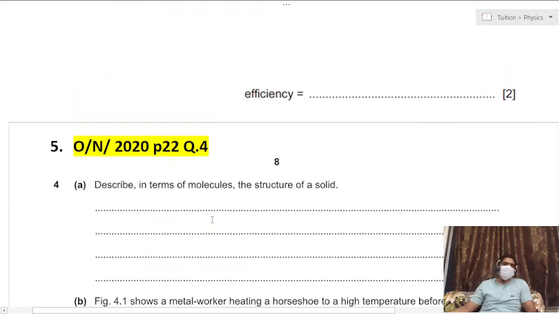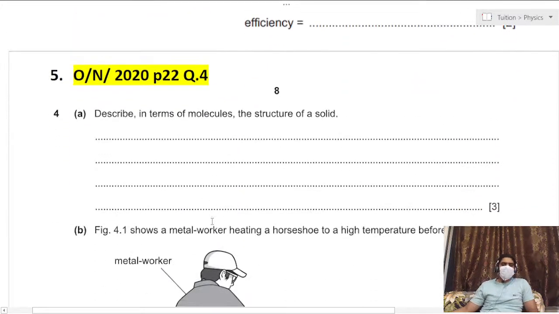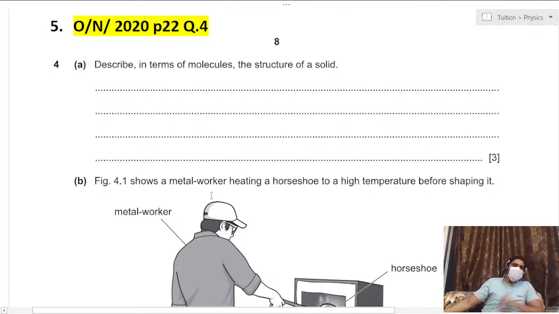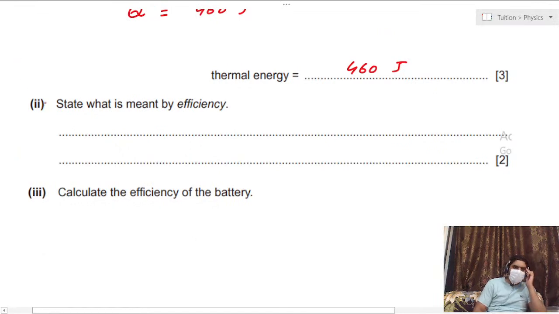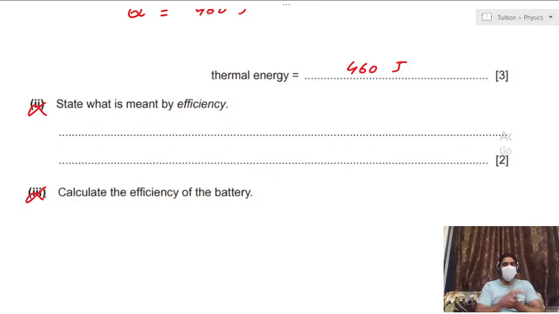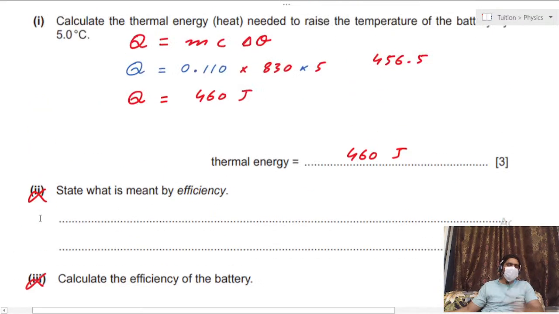All right, and this will be the last question for today. Question number 5, once again, quite a recent question, 2020, October, November, paper 2, question 4. First of all, I'm not going to solve this one for now. Obviously, it is related to something that we have studied previously, efficiency. You can define it as total useful output energy divided by total input energy, and calculate efficiency, just insert the value, but that's not part of this chapter.